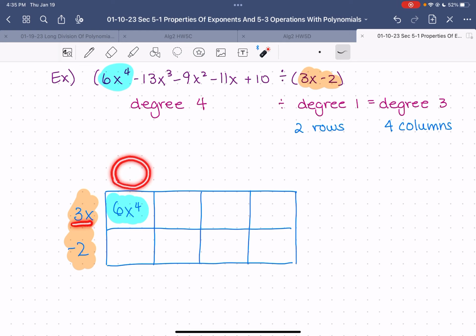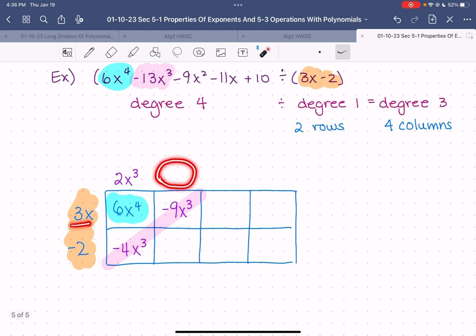Something times 3x is 6x to the 4th, so you have to figure that out, and you should find that 2x cubed will work. And then you multiply 2x cubed by negative 2, and that will tell you the box at the bottom, negative 4x cubed. And then remember, like terms are going to be in diagonals, so these 2 boxes will have to add up to negative 13x cubed. So what do you add to negative 4x cubed to get negative 13x cubed? It's negative 9x cubed.